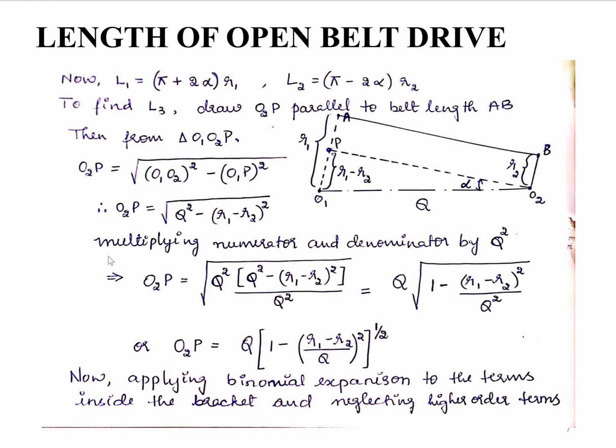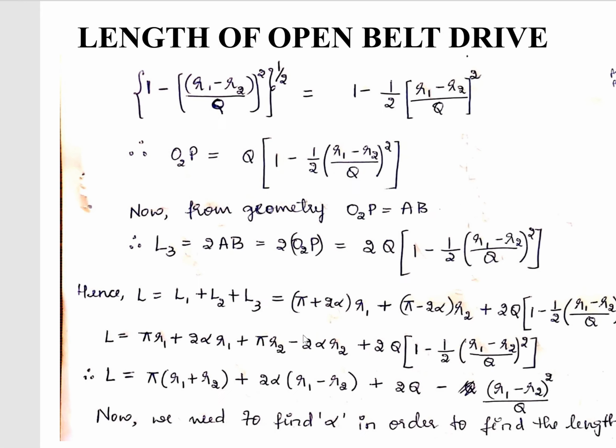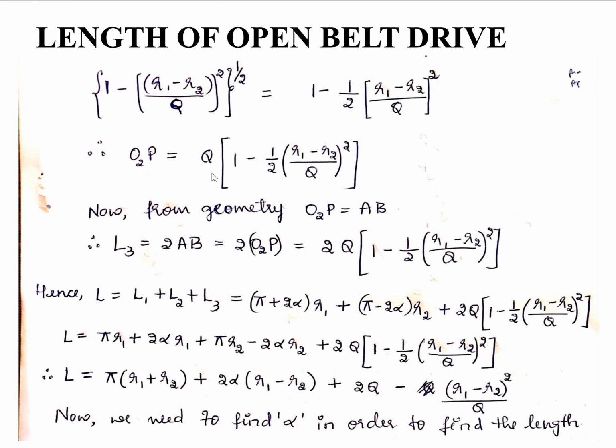Here we multiply the numerator and denominator by q squared. What is this q? This q is the distance between O1 and O2, the center distance between the two pulleys. If I do that, I will get this equation. Now if I apply the binomial theorem, neglecting the higher order terms, the length of O2P will be q into 1 minus 1 by 2 into (R1 minus R2 by q) whole squared.